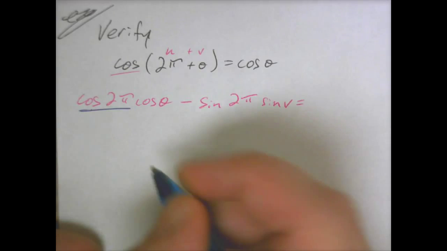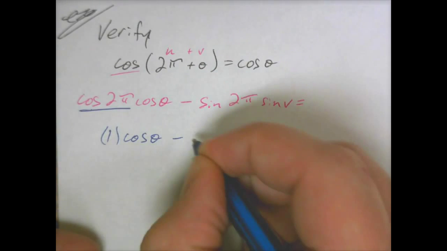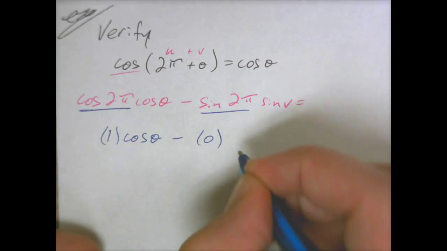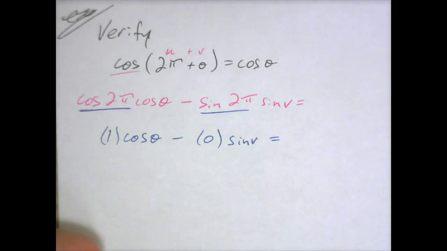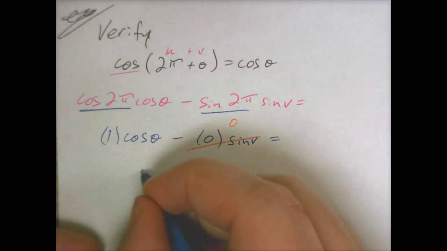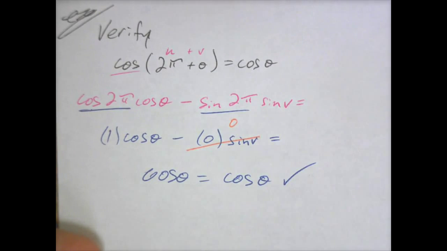Cosine of 2 pi is 1. 1 times cosine theta minus sine of 2 pi is 0. So 0 times sine v. Again, 0 times anything is still 0. Right? Back to 3rd grade. Just keep moving backwards. So then you have cosine theta equals cosine theta. Happy day. Uno más para ti.